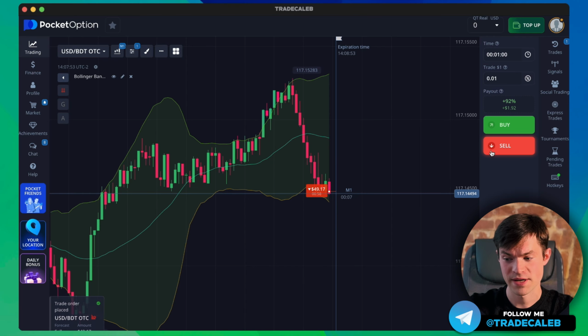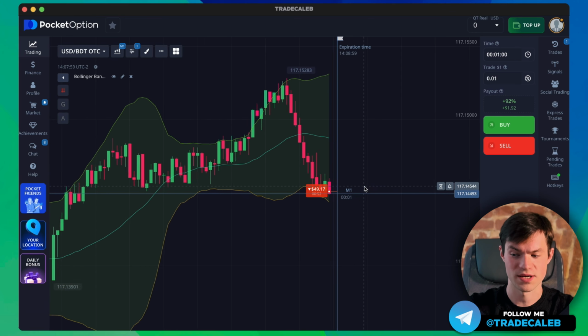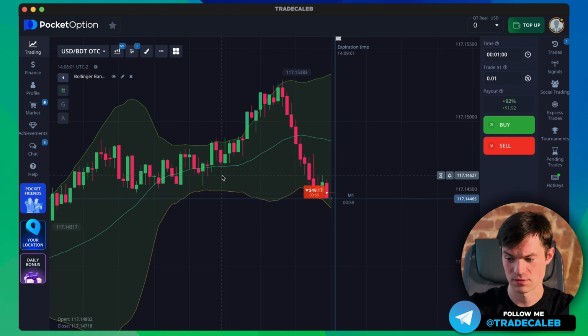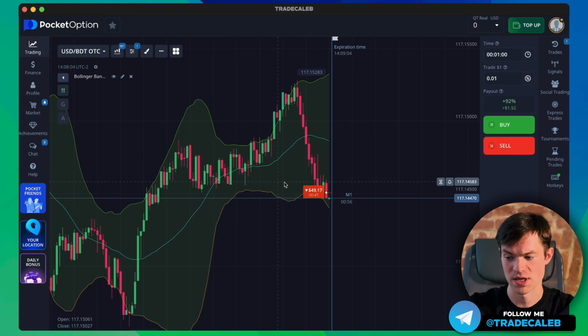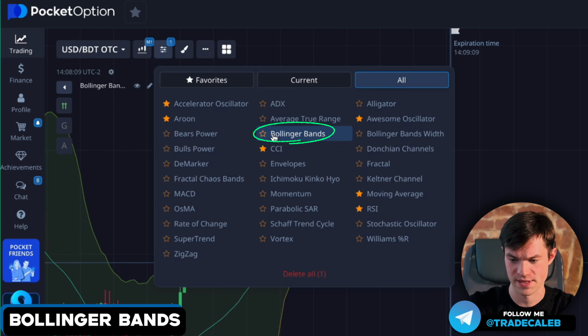pocket option balance. I will go right now into the trade on 100% of my balance, because there are no other chances to increase your deposit 20 times. The strategy today is very simple. We will just use one indicator, which is called Bollinger Bands.